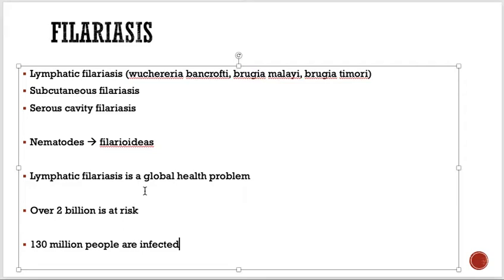Now why am I talking about Bancrofti and not about these others? Because whenever people have lymphatic filariasis, Bancrofti accounts for more than 90% of the infections, and less than 10% are these two. But more than 90% of the time, it is Bancrofti which causes the infection, right?